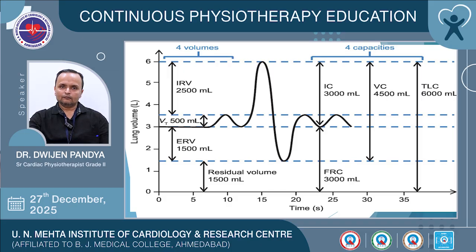The residual volume, the functional residual capacity, inspiratory capacity 3000 ml, vital capacity 4500 ml, total lung capacity 6000 ml, inspiratory reserve volume 2500 ml. So these are the various volumes and capacities of the lung.